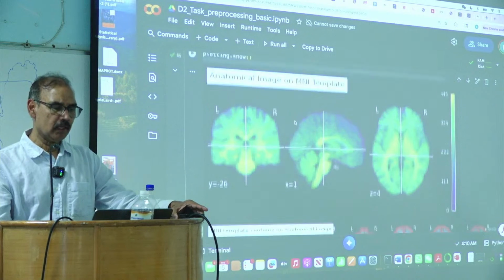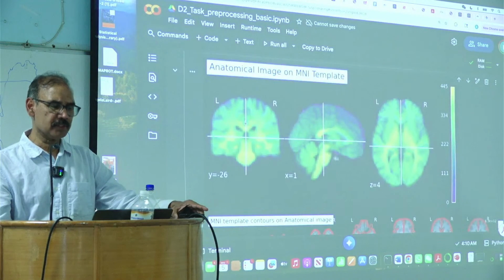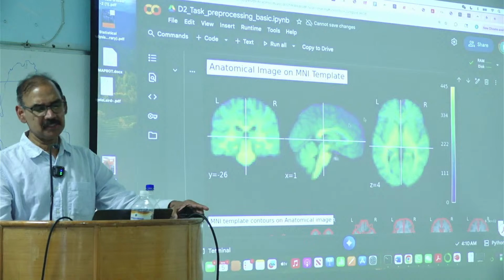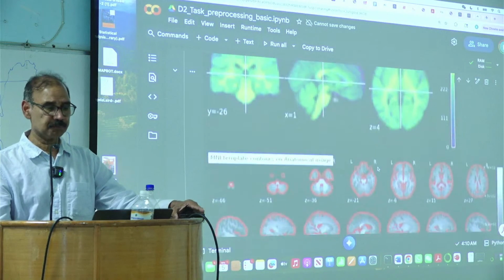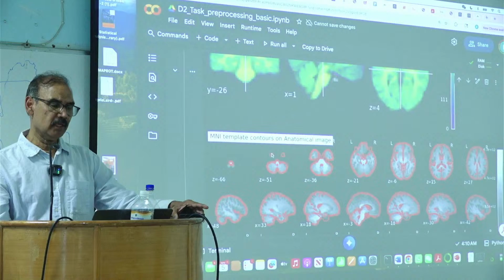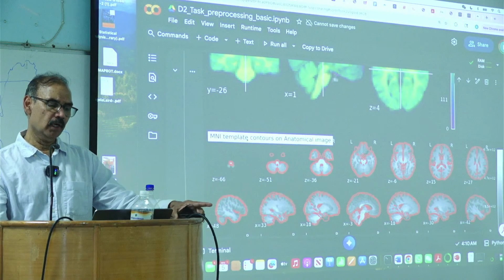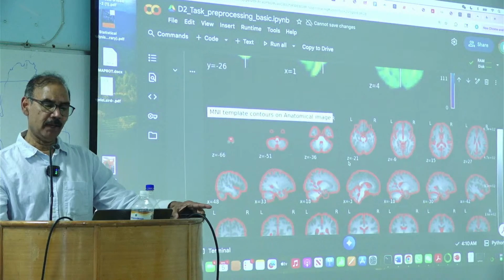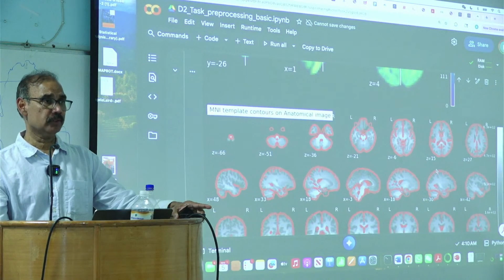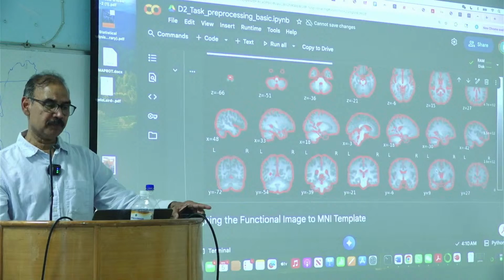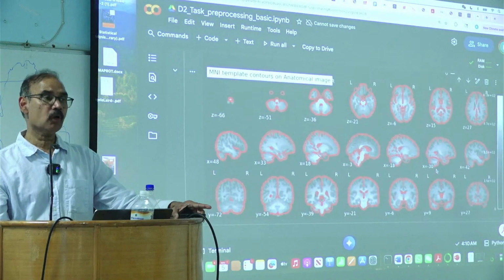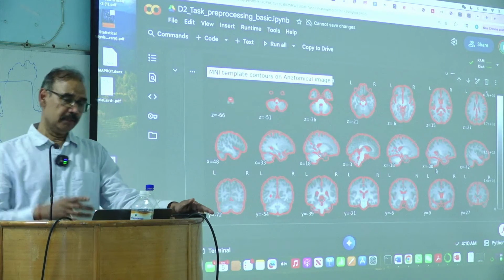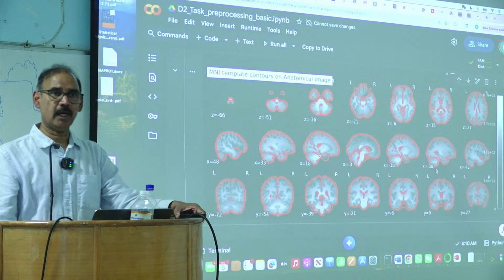Okay, so this is done. Again, this shows that there's a good correspondence. And then when you plot the contours on the anatomical image, this also looks good, right? So this is what we call quality check, right? These are things we call quality check.